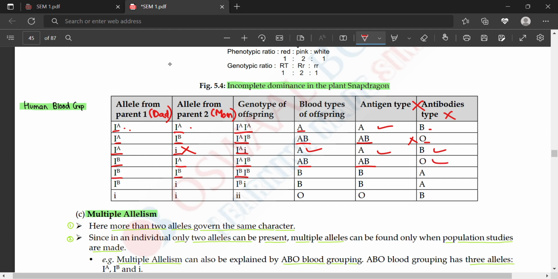IB, IB will have B blood group, and the antibody would be the opposite, that is A. Again, IB and small i doesn't have much of an effect, so obviously it will be B blood group and the antibody will be A. Again, small i, now this is a rare case, where both are small i, so both won't have any effect. Small i means it is blood group O, and the opposite of blood group O is not B, it is AB.